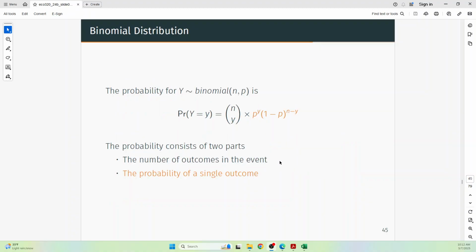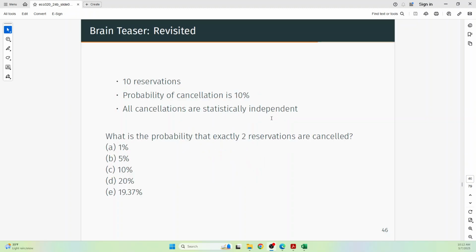So we learned the formula for the binomial distribution, which is very complicated, especially when the parameter n is a large number, because then it's extremely complicated to calculate the combination. So you will need to use a calculator or Excel or any other program. So let's think about this example from the slide.